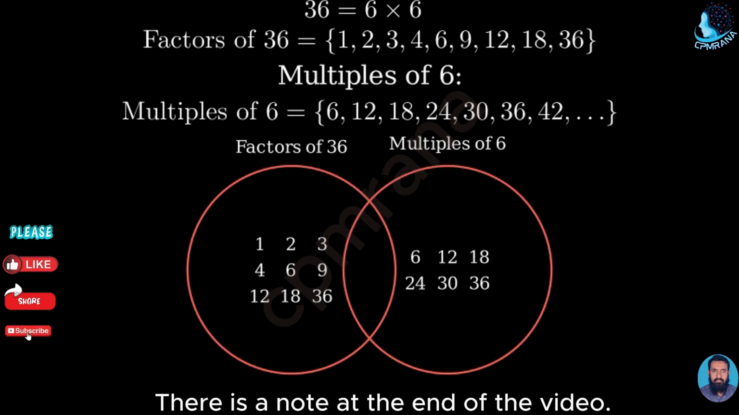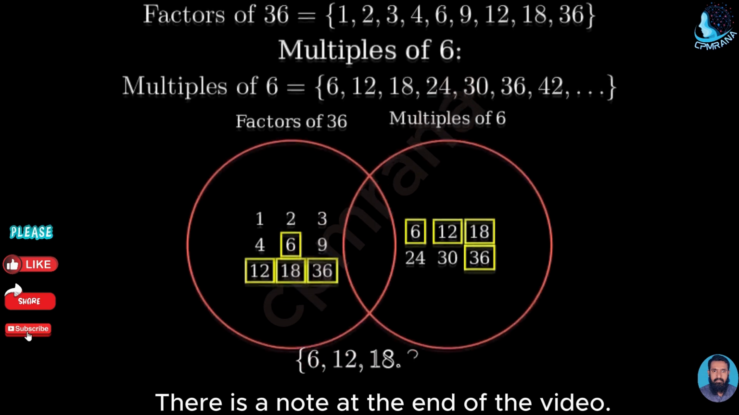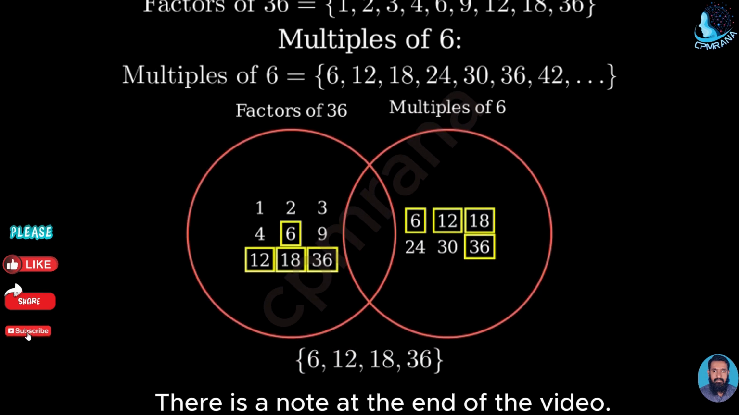Looking at our Venn diagram, we can see that 6, 12, 18, and 36 appear in both circles. These are the numbers that satisfy both conditions. Therefore, we can write our answer in roster form as the set containing 6, 12, 18, and 36.